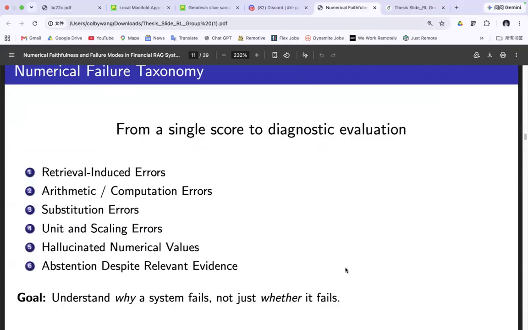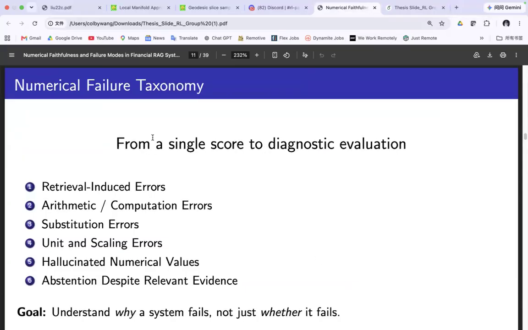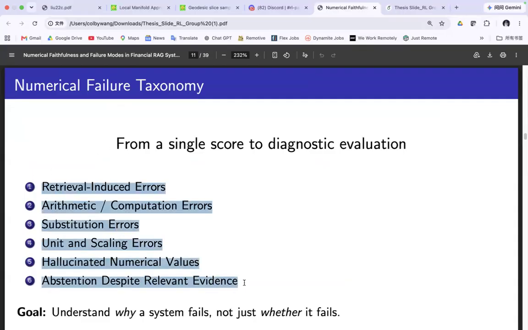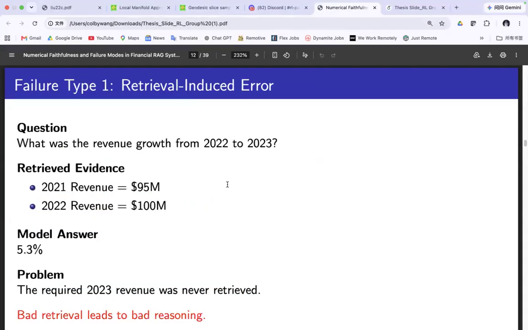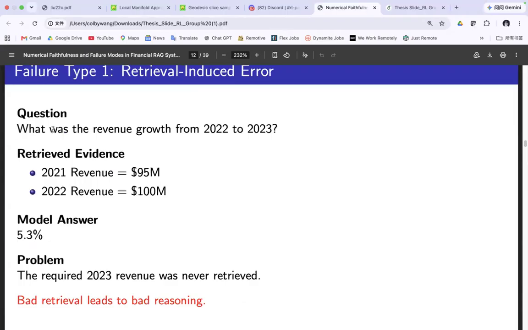Now let's give a formal categorization of the numerical failures. There are six of them, and we'll give an example for each. The first one is what we call retrieval-induced errors. Let's suppose we asked, what was the revenue growth from 2022 to 2023? And the retrieved evidence was actually 2021 and 2022. You know that the answer is definitely not going to be correct because the required 2023 revenue was never retrieved. So the idea is that bad retrieval is going to lead to bad reasoning.